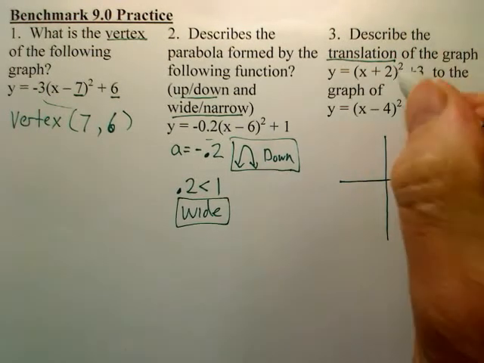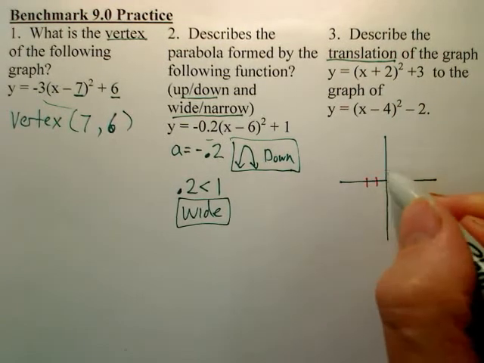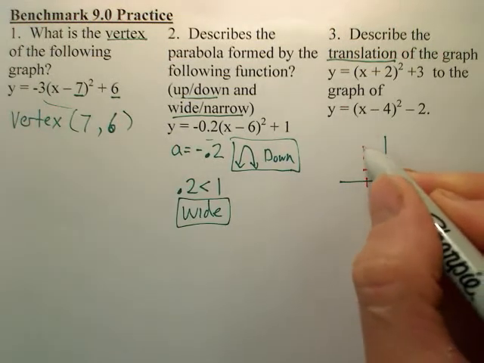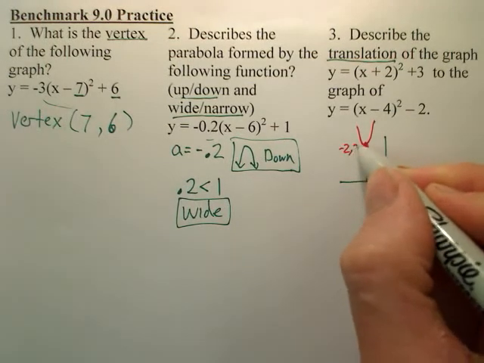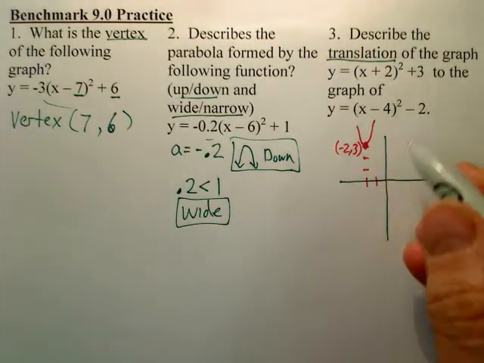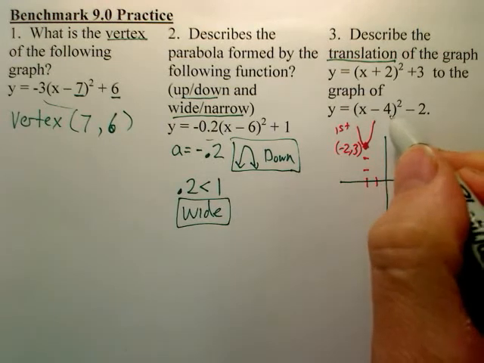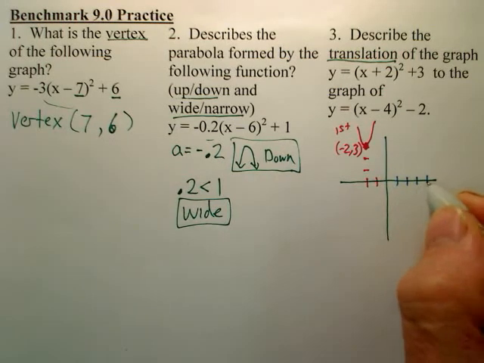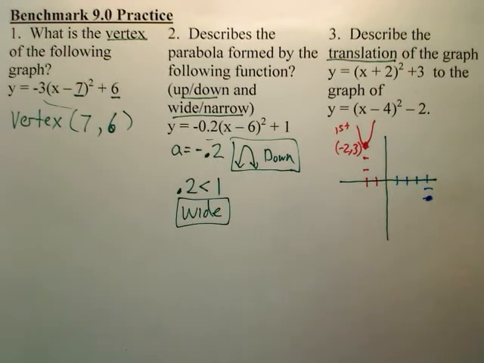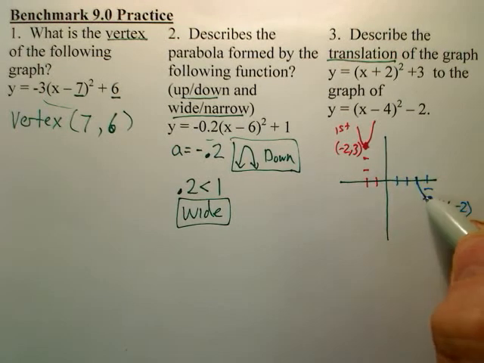Now, I'm going to graph the first one. The vertex is negative 2, 3, meaning I'm going to go negative 2, and then I'm going to go up 1, 2, 3. So I got a parabola with my vertex at negative 2, 3. That's my first graph. I'm going to label it my first. Now, from that graph, I'm going to go to another graph. The vertex of this graph is 4, negative 2. 4, then 1, 2, 3, 4, negative 2. That is 4, negative 2. That is my other parabola.